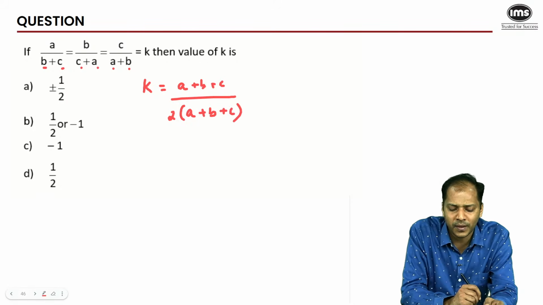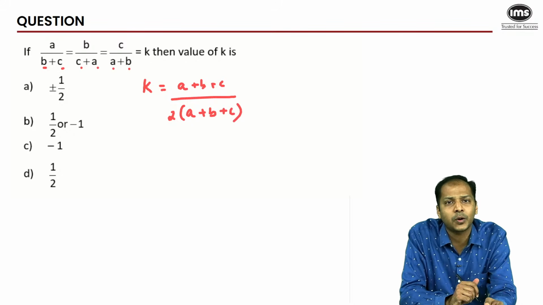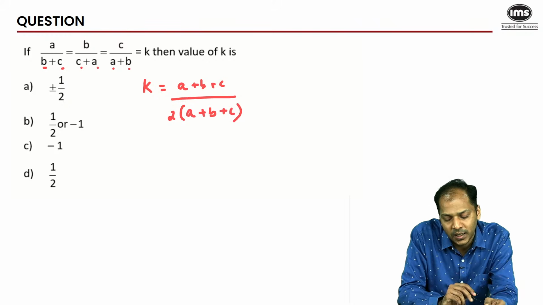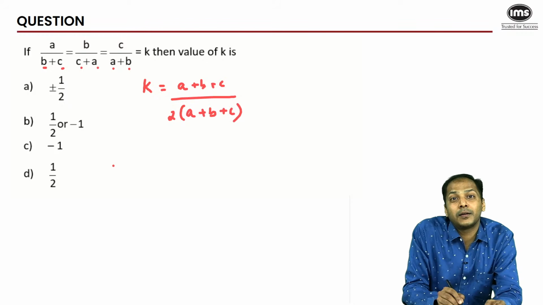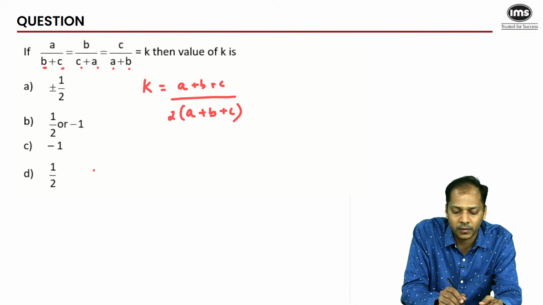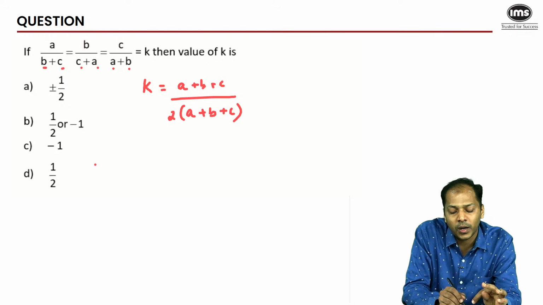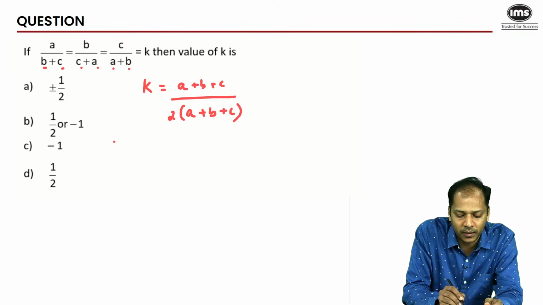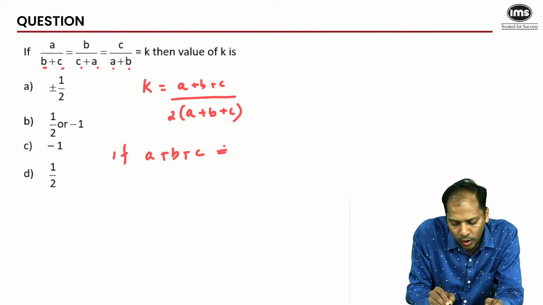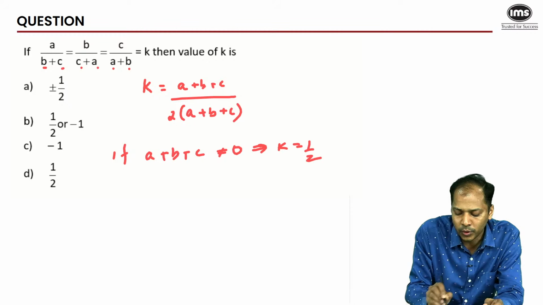So 2 times a plus 2 times b plus 2 times c, 2 common, a plus b plus c. Now before you cancel out over here, k would be equal to 1 by 2 if you cancel out the a plus b plus c. But remember one thing, you cannot cancel out a 0 from numerator as well as a denominator. And the original expression did not give you a 0, a plus b plus c in the denominator. So if a plus b plus c is not equal to 0, you can cancel it out and you'll directly say k is equal to 1 by 2.